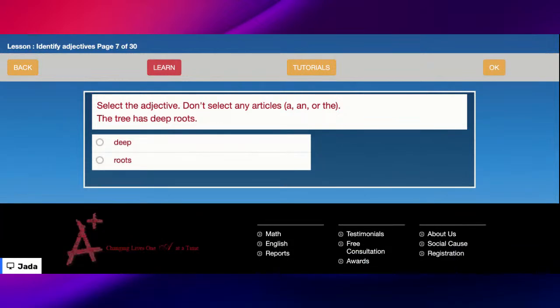The tree has deep roots. We had this in our tutorial, so it's like what kind of roots does the tree have? You would say deep roots.